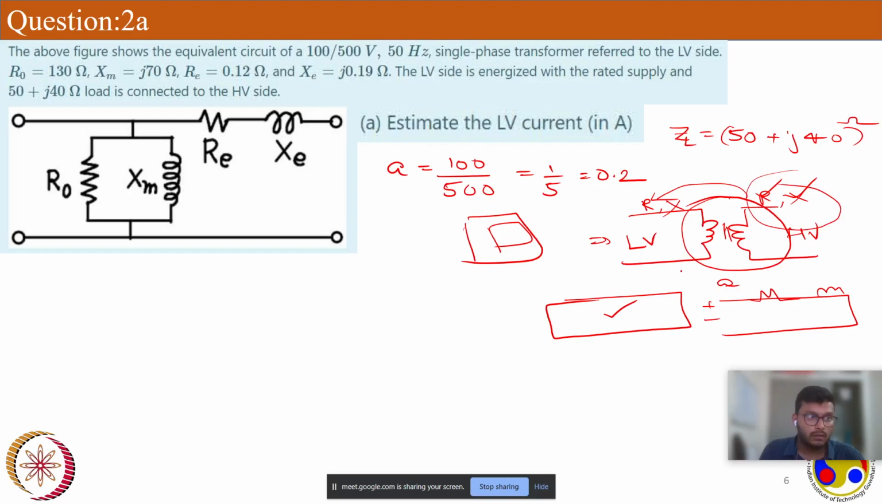Yes, you're correct. We need to evaluate everything on one side. That's absolutely correct.